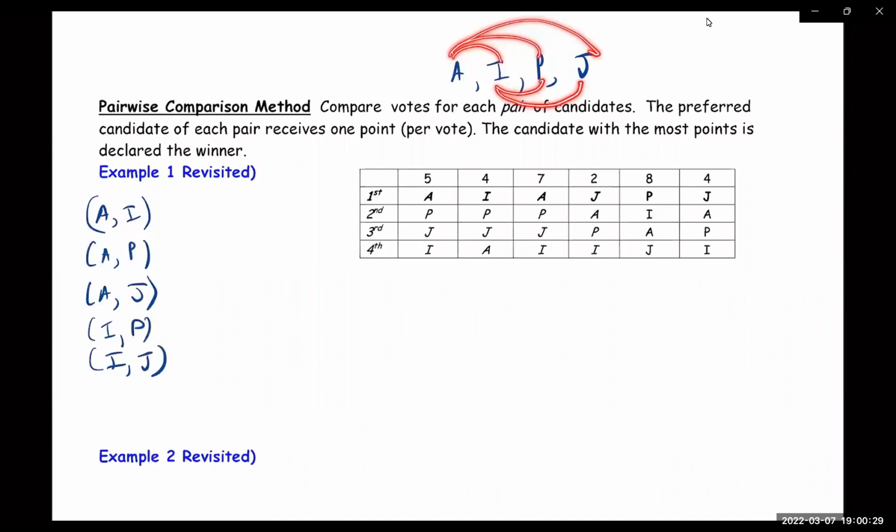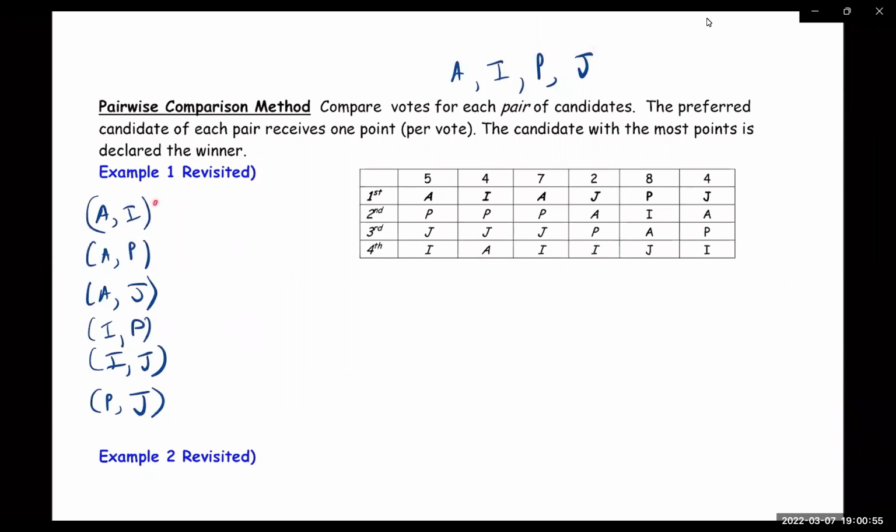There's one more combination. PJ, right? So that should be all the combinations. You just go there, there, there, and then you start with the second letter, there, there, and then you do the third letter, there, and then that's it. You can't do any more.